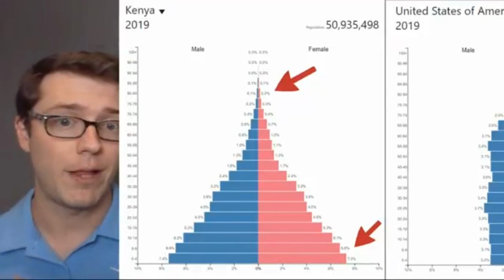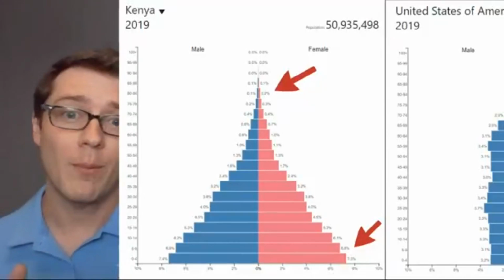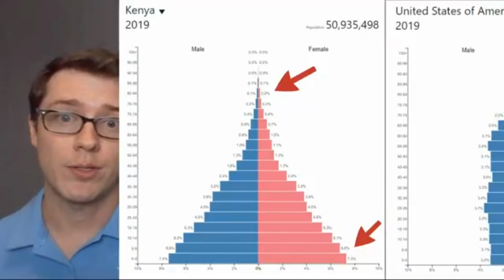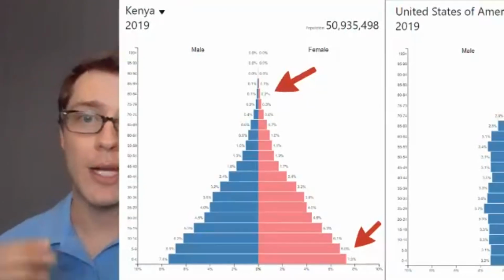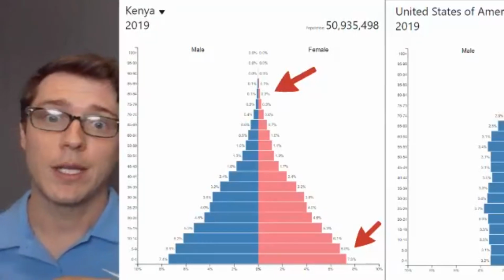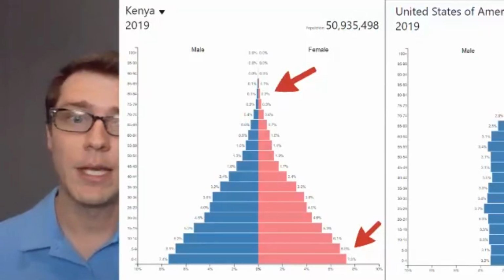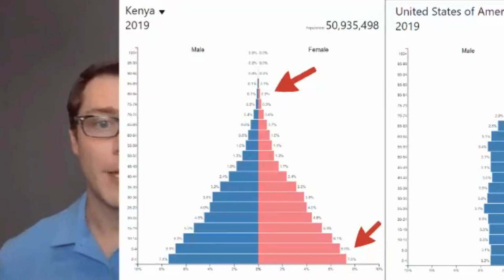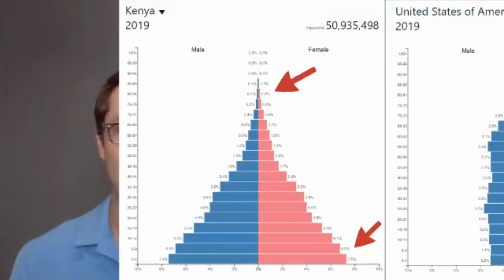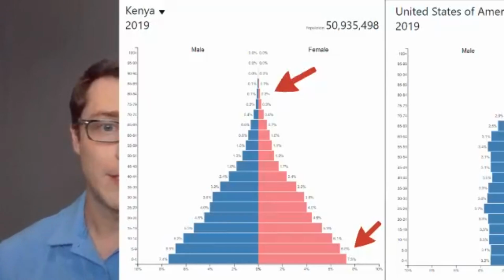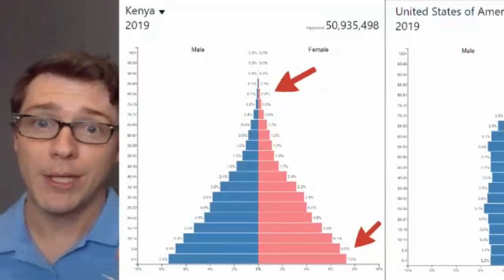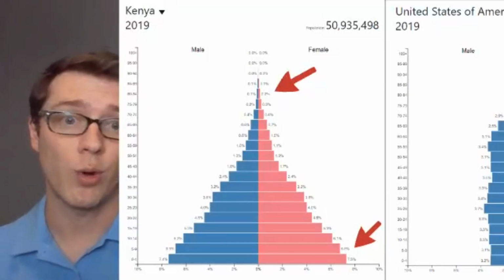So in Kenya, we know that they are still developing. They're still early in their development, which means that they have a lot more children than adults. So a lot of people are having more children. So people are having not just 2 or 3 kids, but somewhere 4 or 5 sometimes. And so we see at the bottom, there are a lot more kids in that youngest age, the 0 to 4, and then the 5 to 9 demographic, which means the population of Kenya is going to continue to grow.